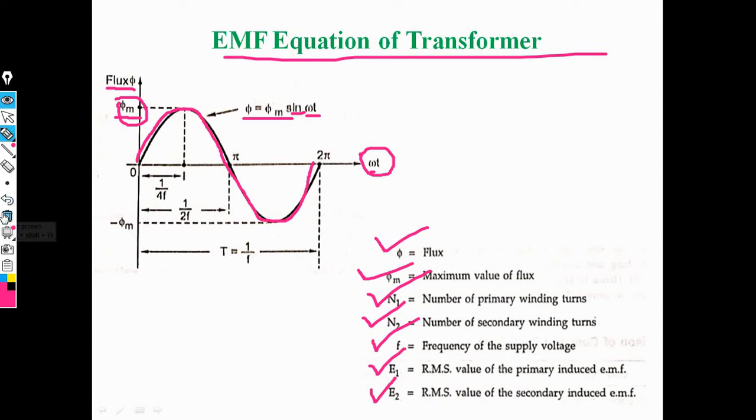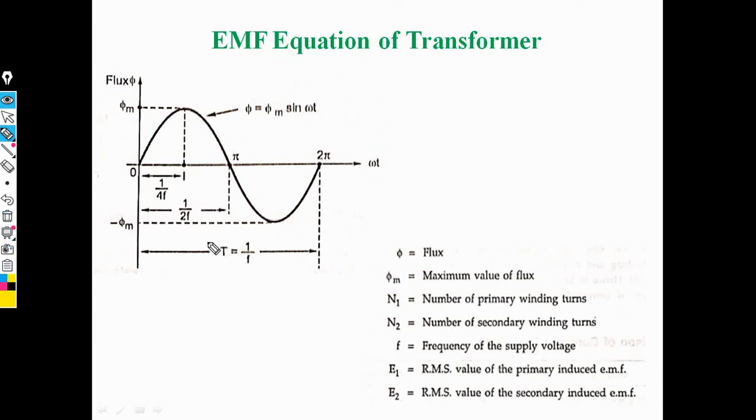Now this is the total time period of the full cycle, that is T is equal to 1 upon f. Then for a half cycle, T is equal to 1 upon 2f. Then the first half of the half cycle is 1 by 4f.